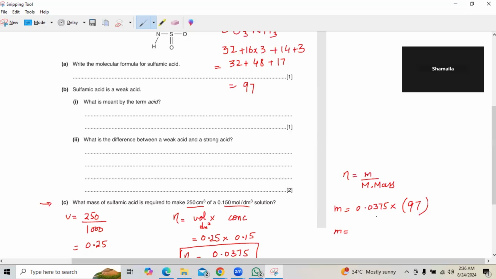अच्छा, अब बेटे इसको आंसर बताएं क्या आएगा फाइनल? Mass is equal to 0.0375 multiplied by 97. सर 3.64। 3.64 grams. Okay, so this is our final answer.